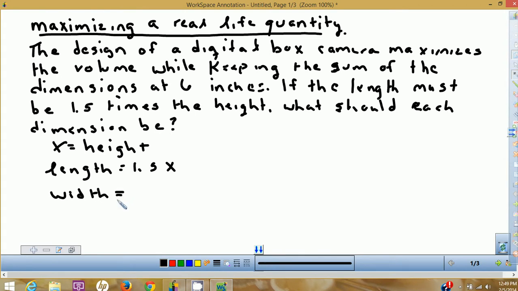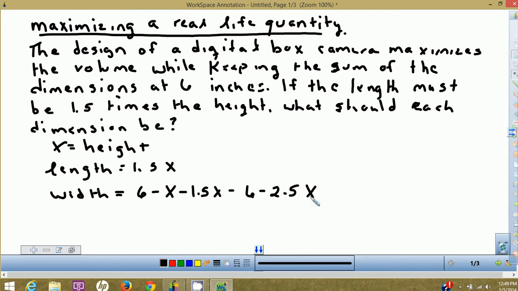Well, we were given another piece of information. The sum of the dimensions is 6. So length plus width plus height has to be 6. So how do I find the width part? Well, it's just a leftover part. 6 minus the height of x minus the length of 1.5x gives me 6 minus 2.5x. So we're going to use that as the width of our box.